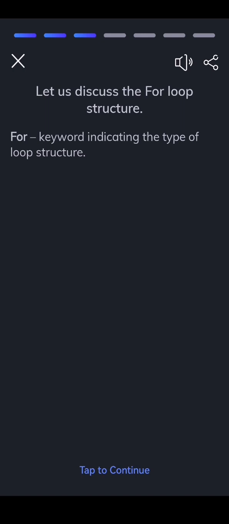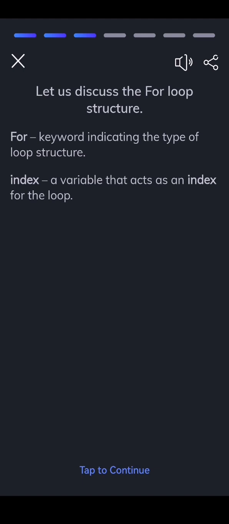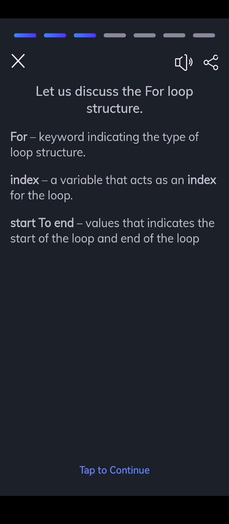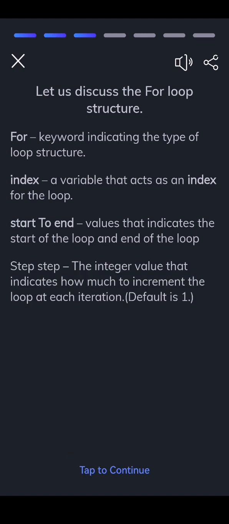For, the keyword indicating the type of loop structure. Index, a variable that acts as an index for the loop. Start to end, values that indicate the start of the loop and the end of the loop. Step, the integer value that indicates how much to increment the loop at each iteration.